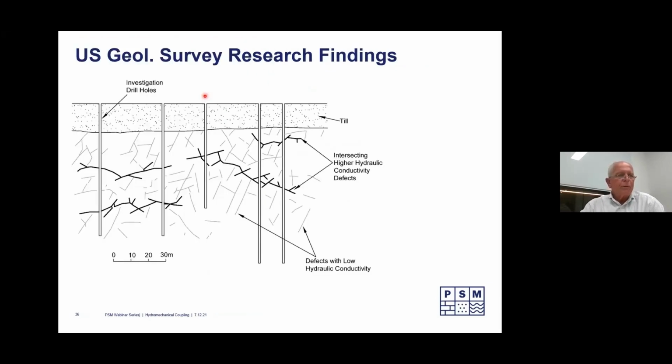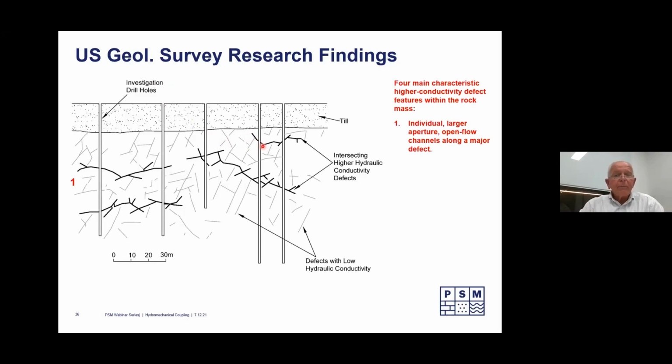This is some work from the US Geological Survey looking at nuclear waste storage. And they did this very careful investigation of an area with those 4 holes shown vertically there, investigation drill holes. And they came up with this model. And you can see there's some fine cracks, which are the light lines. And then there's some more continuous high permeability structures. And there were 4 main characteristics that you need to remember about structures.